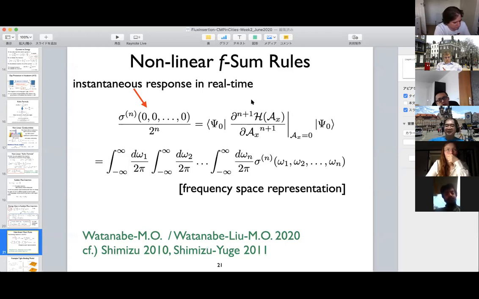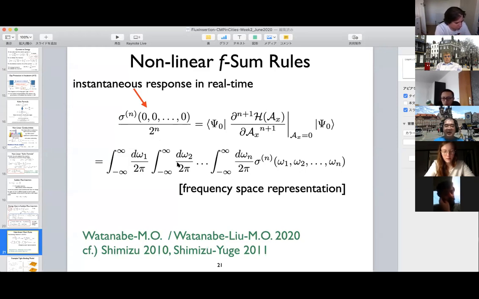So this is different from the Kohn formula, because in Kohn formula, you take the derivative of the energy eigenvalue. But here you take derivative of Hamiltonian as an operator, then take the expectation value by the ground state. So they look similar but different. And by the way, this instantaneous response can be written in frequency space as a frequency integral. Because basically instantaneous response in real time corresponds to frequency integral over minus infinity to plus infinity.